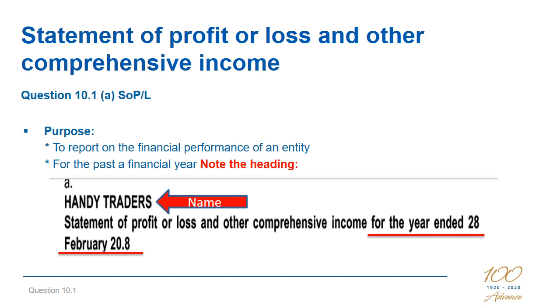The statement of profit or loss and other comprehensive income's purpose is to report on the financial performance of an entity, and that is usually measured over the past financial year. The financial year will usually be indicated to you in the required part of a question. So note the heading. First, tell the users whose financial statement you are presenting. Secondly, what statement are you presenting? And in this case, in the statement of profit or loss and other comprehensive income, it is for the financial year ended 28 February 20.8. Very important that you specify it's for the year ended and then the specific date applicable.